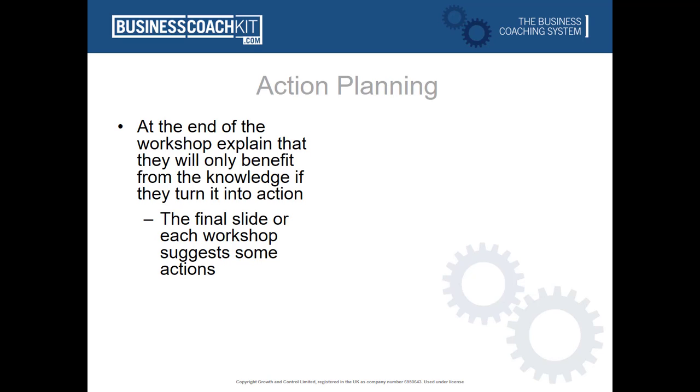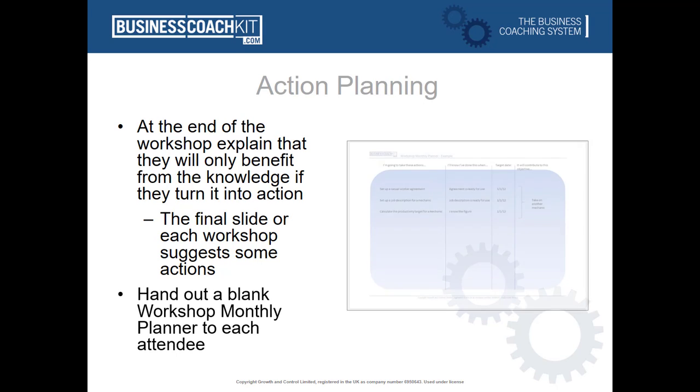The final slide of each workshop has some suggested actions. Obviously, they won't be the same for everyone, but it suggests a way they could think about actions they might want to take in their business. And at this stage, you hand out a blank workshop monthly planner. This one has some test data in it, but you can see that there's a blank sheet there. And this is where they record any actions that they've decided to take as a result of the workshop.